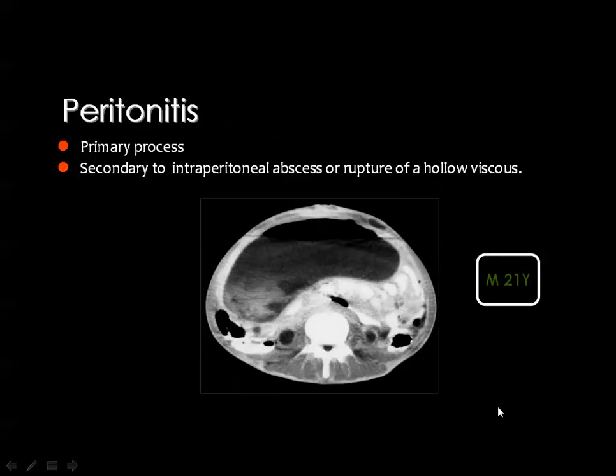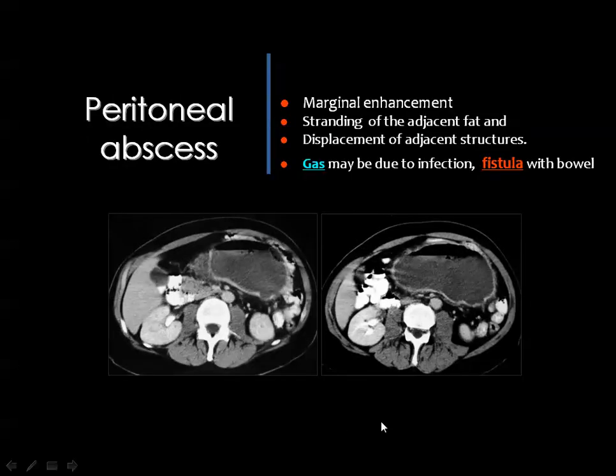And whenever there is a collection of pus within the peritoneal cavity, you got a peritoneal abscess, and this is an example of a huge intraperitoneal abscess with air fluid level. And if you look carefully, you can see other abscesses in the retroperitoneal area as well. And this is also a peritoneal abscess, and you see there is thickening and enhancement of the abscess wall, and there is air fluid level inside the abscess cavity.